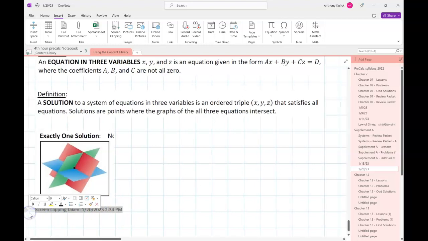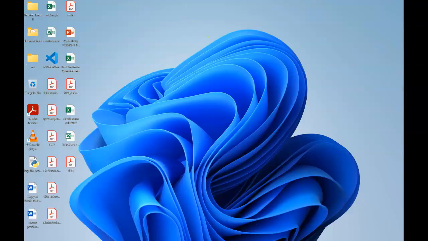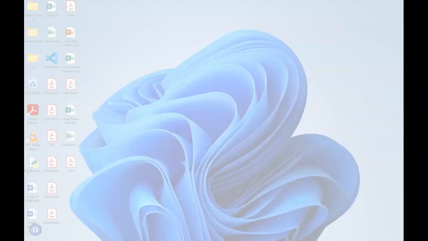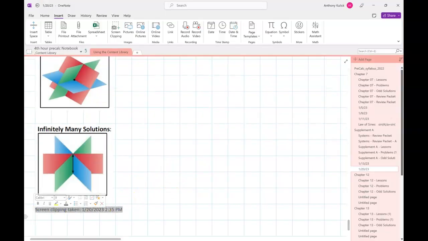What is infinitely many solutions going to look like? Well, imagine three planes intersecting, but not uniquely, not at just a single point. So again, notice the three planes are intersecting, but their intersection is now a line. Right? That's what infinitely many solutions is going to look like three-dimensionally. What's no solution going to look like three-dimensionally?